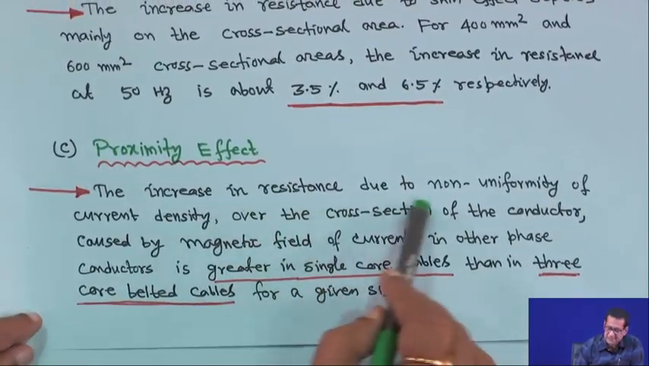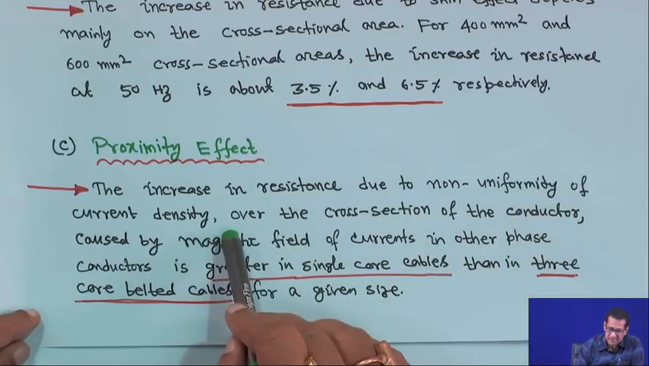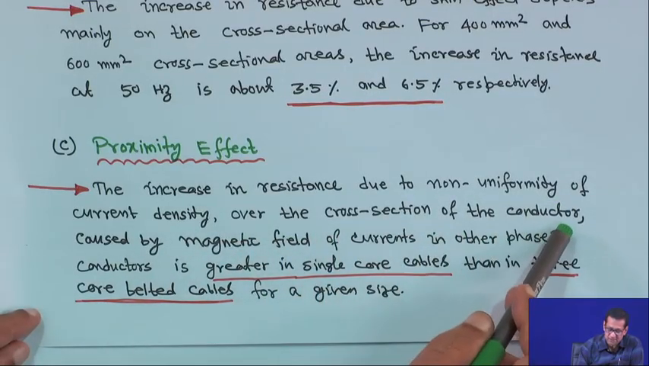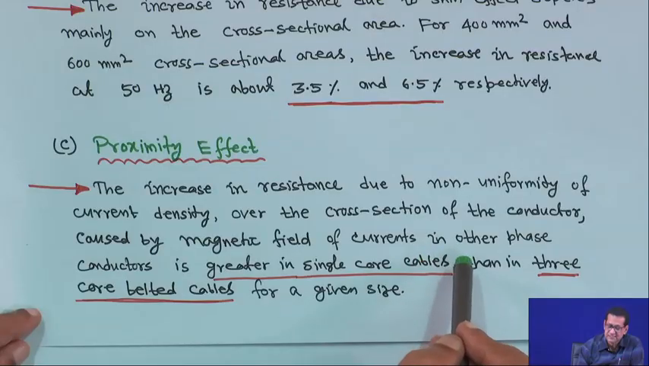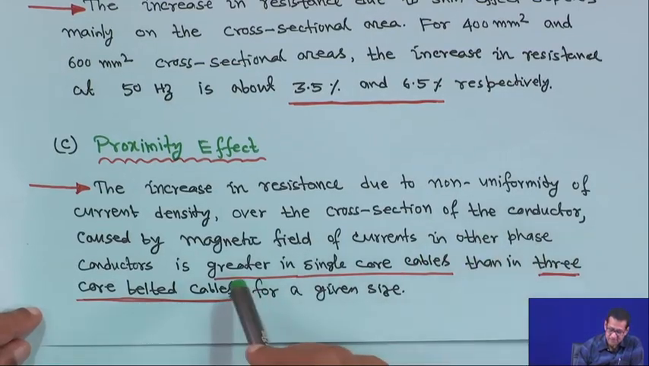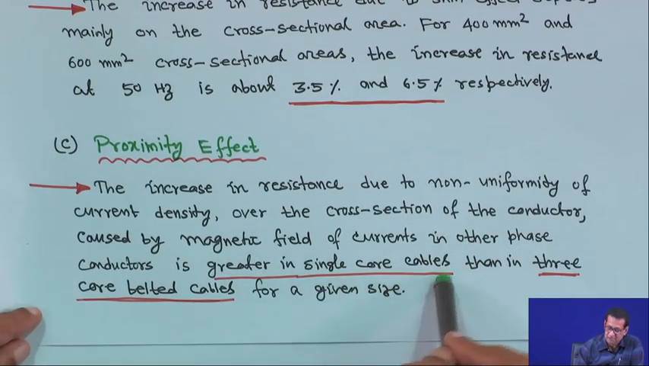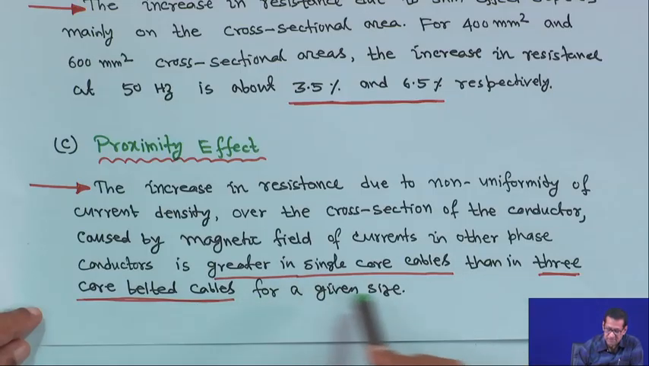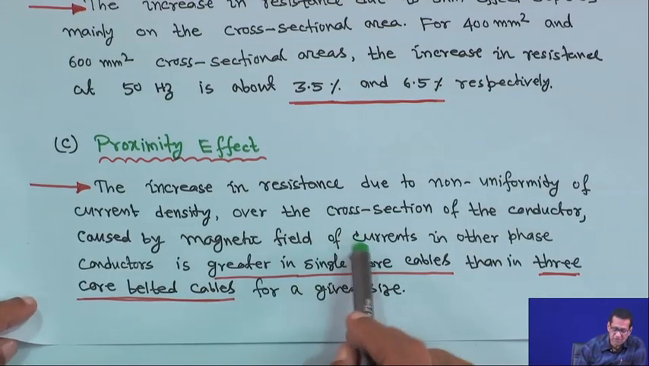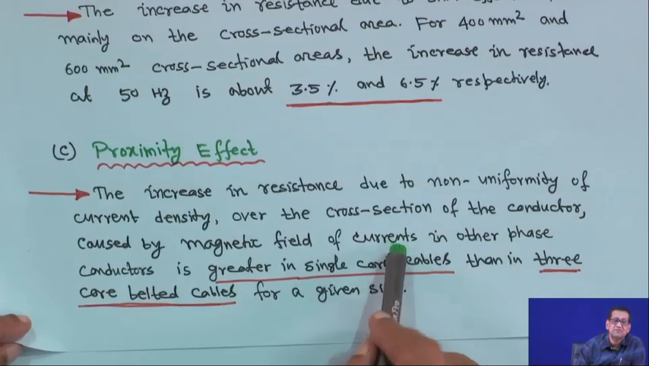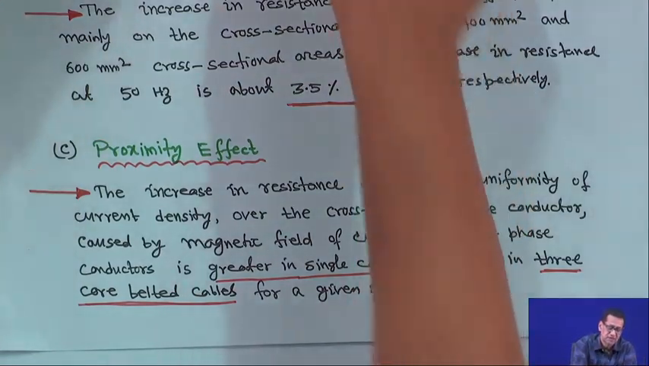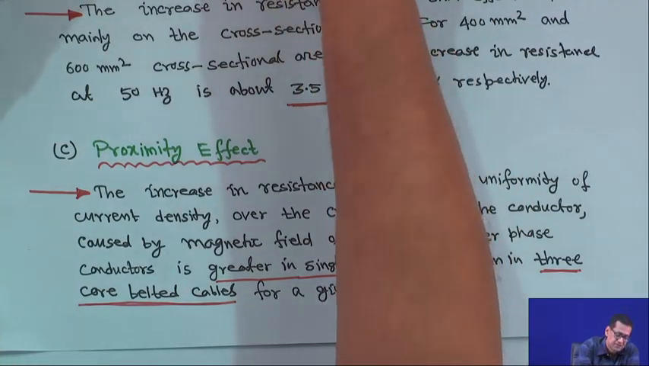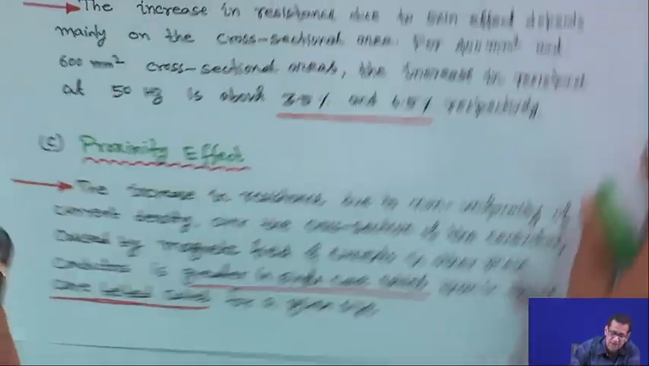Proximity effect also. The increase in resistance is due to non-uniformity of current density over the cross section of the conductor caused by the magnetic field of currents in other phases. It is greater in single core cables than in 3 core belted cables for a given size. So, proximity effect also you have to consider. Proximity effect also you have studied in your inductance chapter in your power system analysis course in your college. So, those things will not be covered here. Only for cable calculation purpose it has been shown.